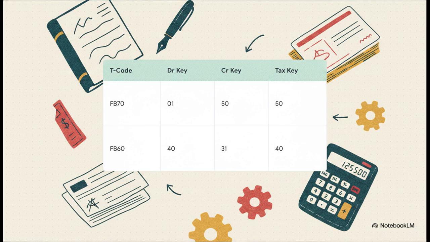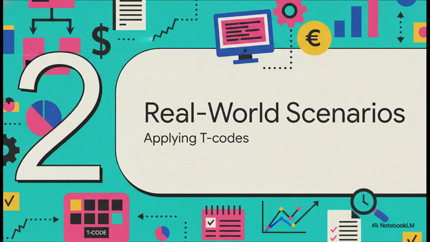For FB70, you've got a debit key of 01 for the customer and a credit key of 50 for both revenue and output tax. On the flip side, for FB60, your expense debit is 40, your input tax debit is also 40, and that vendor credit, that's a 31. Seriously, pin these to your mental vision board. They are fundamental.